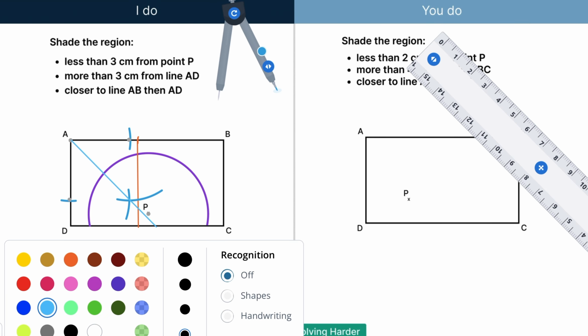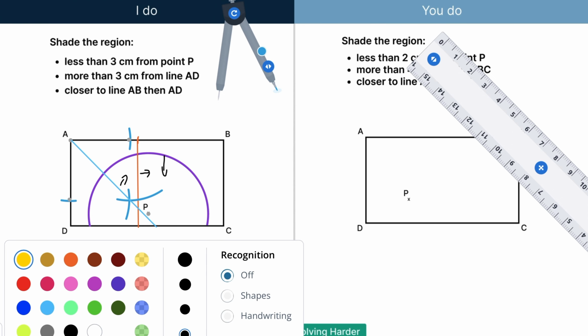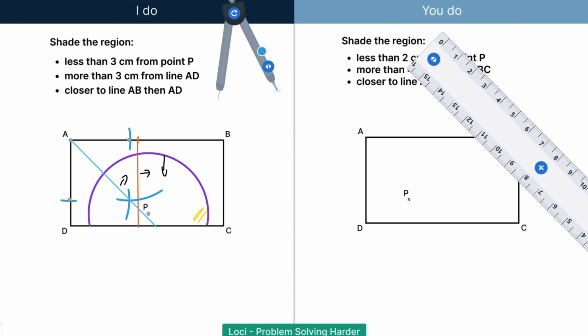And if I now move that out of the way, so now we need to really think through what region it's talking about. So it's saying it's less than 3 centimeters from point P, so that means it's within this orange purple circle. It's saying more than 3 centimeters from line AD, which means it's in this direction from the orange line. And it's saying closer to AB, which means it's in that direction there. So the region that we're shading here is, so it has to be within the orange bit. So if I take out the right color, I believe it's going to be this bit here. That is happy with all the constraints that are given in the question.